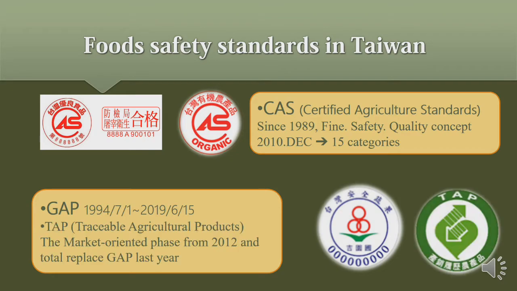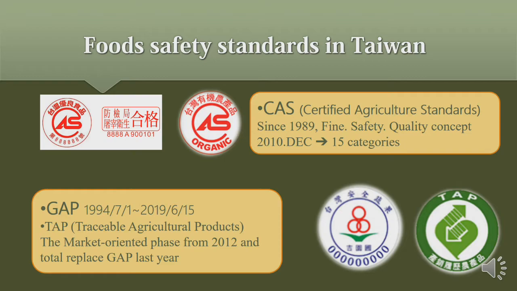So you can see GAP is 3 circles with 2 leaves on top, and also written Taiwan 安全蔬果. So definitely it is for fruit and vegetables. And there are numbers below, same as the CAS.